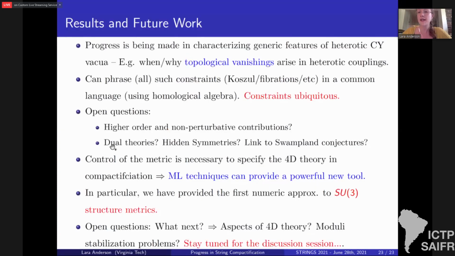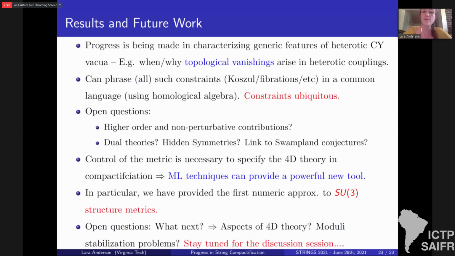So since I'm out of time, let me try and summarize what was, hopefully, a very brief tour. The point I wanted to convey in this talk is that progress is being made in several aspects in terms of broad scale characterization of generic features of vacua. There are many other questions like the topological vanishings and couplings that are being actively studied that I didn't have time to talk about today.